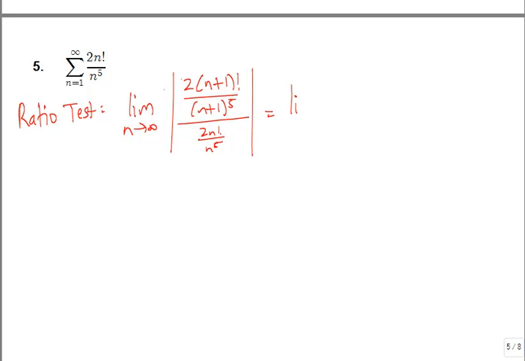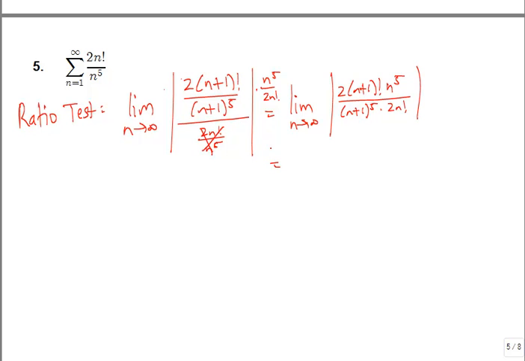So when I multiply by the reciprocal, I'm going to get that 2n plus 1 factorial from the top here, but it's going to be multiplied by the reciprocal down here. So that n to the 5th will join it. And in the bottom, I'll have n plus 1 to the 5th times 2n factorial.